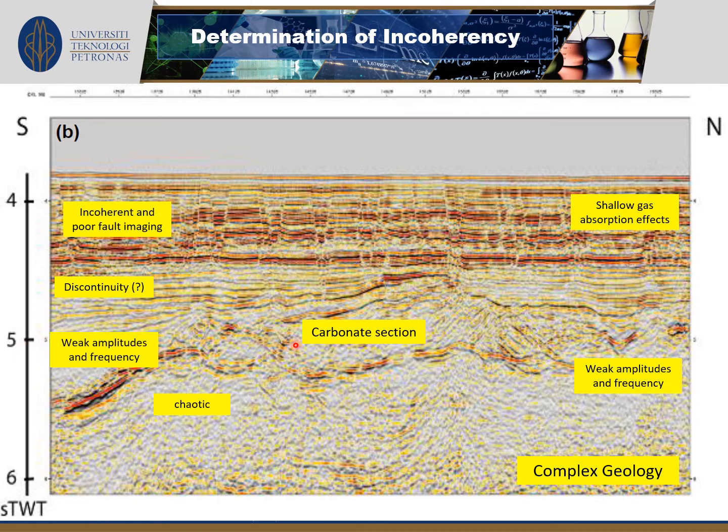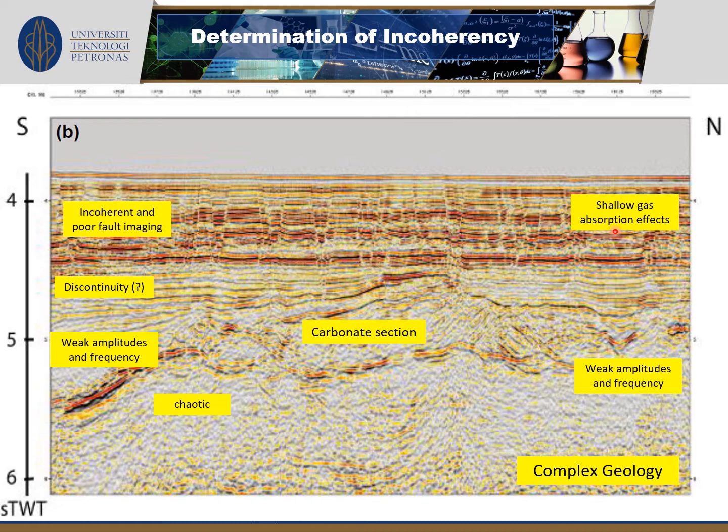And here, starting with the carbonate section, we can see that the amplitudes are also going very chaotic. However, it's quite different from the ones below, as it is the pre-carbonate section. So the effects here are due to the carbonate itself. Here we can see some discontinuities, and from 4.5 seconds two-way time all the way upwards to the shallow section, we can see incoherent and poor fault imaging, as well as some probably shallow gas absorption effects over here.